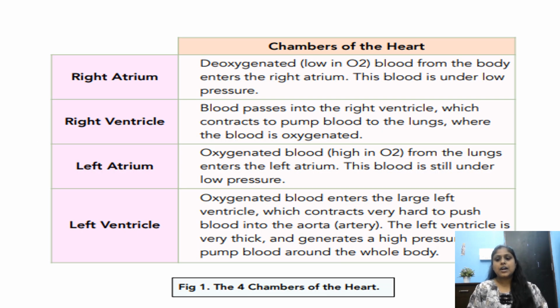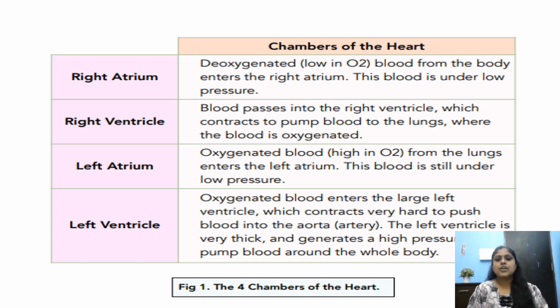Now let us see the function of four chambers of heart. Right atrium: deoxygenated blood that is low in oxygen from the body enters the right atrium. This blood is under low pressure. Right ventricle: blood passes into the right ventricle which contracts to pump blood to the lungs where the blood is oxygenated.